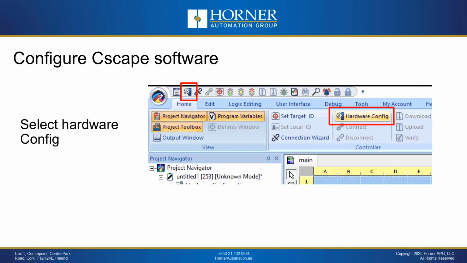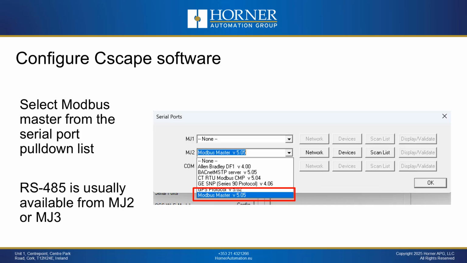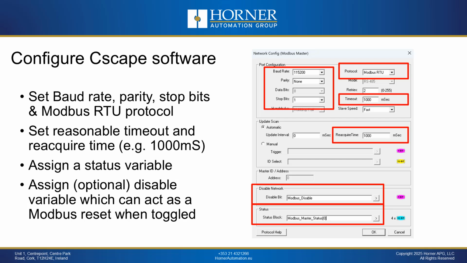We are going to use Cscape 10 and we are going to go to the hardware configuration. We are going to go to the serial port section because Modbus RTU is a serial protocol. And we are going to select Modbus Master from the pull-down list. Typically, MJ2 has the serial port that supports RS-485. Next, we are going to go in and set the polling parameters and the data rate for the master, along with things like status registers and disable variables that we can set for convenient purposes later.